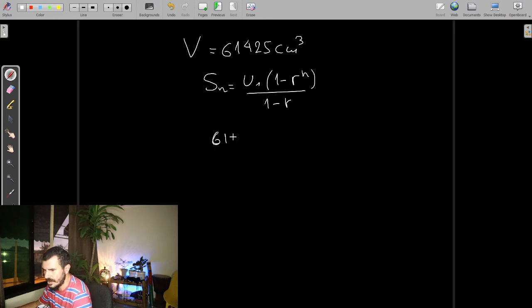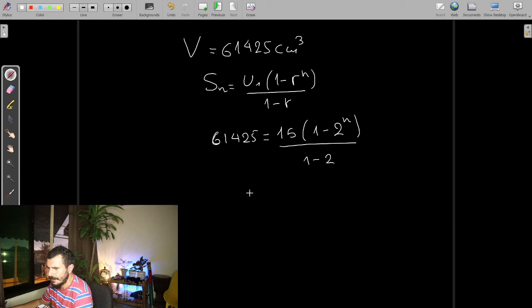Now how much is Sn here? Sn is 61,425, equal to what? U1 I found before is 15, times 1 minus r, which is 2, to the power of n, over 1 minus 2. Of course I could also use the other formula, which is r to the power of n minus 1 over r minus 1, but it is okay. Here I have 61,425 is equal to 15 times 1 minus 2 to the n over minus 1.